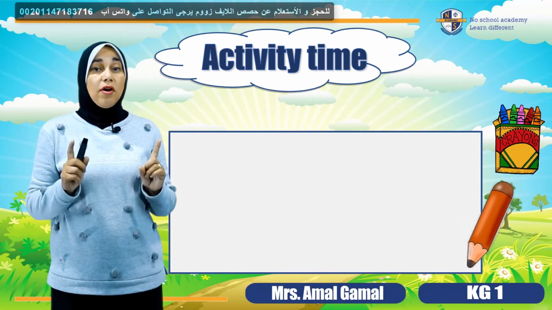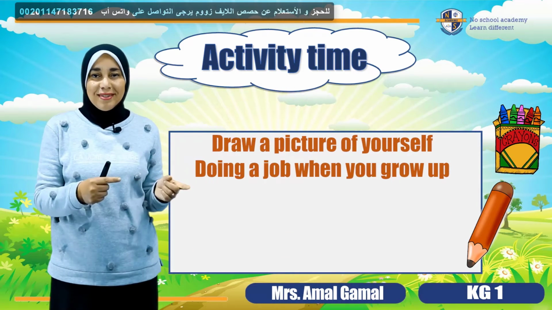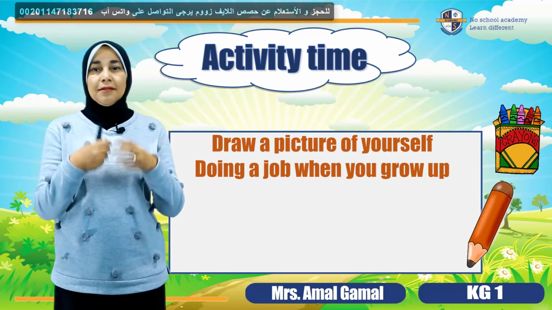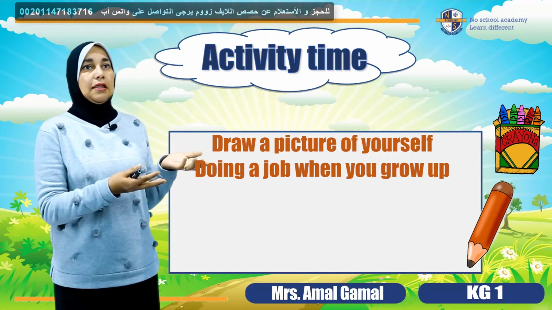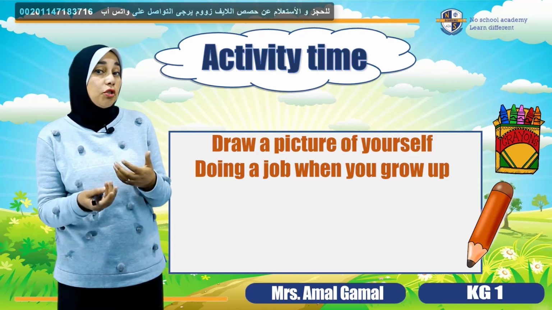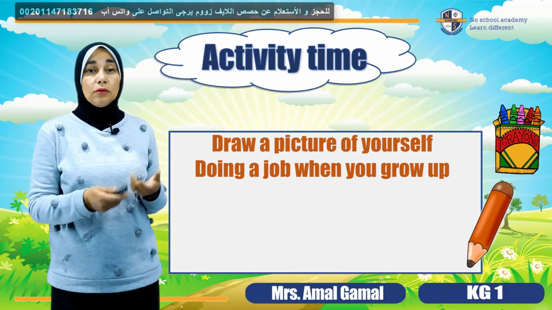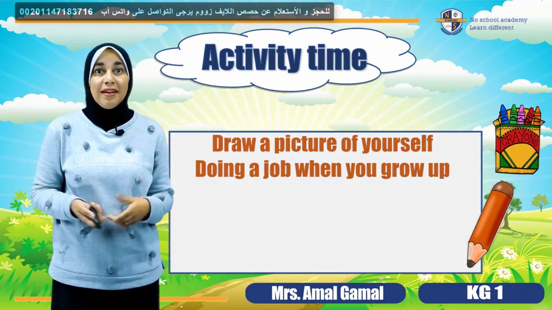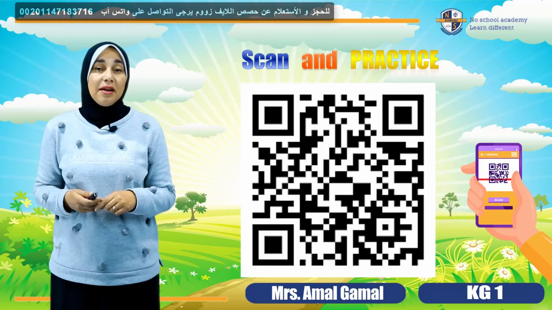So activity time, we are going to do what? We are going to draw a picture of yourself. What? Yes, I'm going to draw a picture of myself, yourself, not me. Don't draw me. And you are going to pretend to be a carpenter, a seamstress, a butcher, whatever. What job do you like to do? And you can draw yourself, and when you grow up, you're going to be like this. So this is going to be your picture, not mine. I'm a teacher. I need you to scan this QR code and practice the live worksheet.